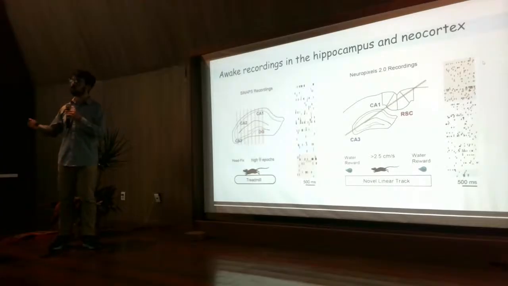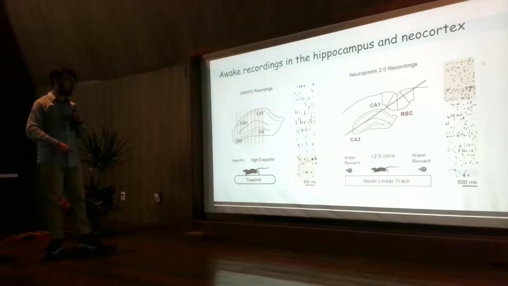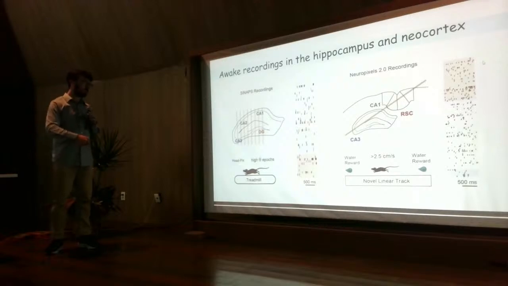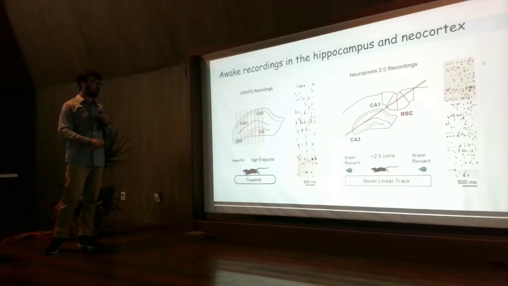The drawback of this probe is that it's a rigid probe, so we need to record these animals in head-fixed conditions. Throughout this talk, these animals will be recorded head-fixed, but running on a treadmill, and we will just use the high theta epochs. As you can see, we can record unit activity from each of these regions.